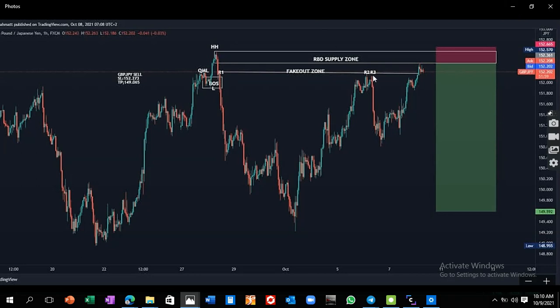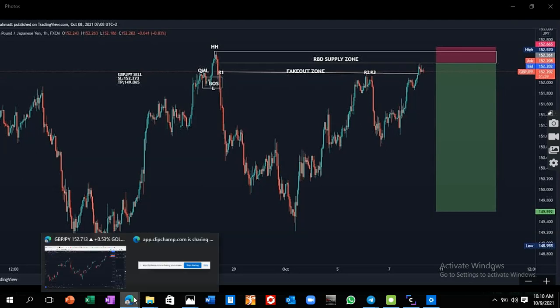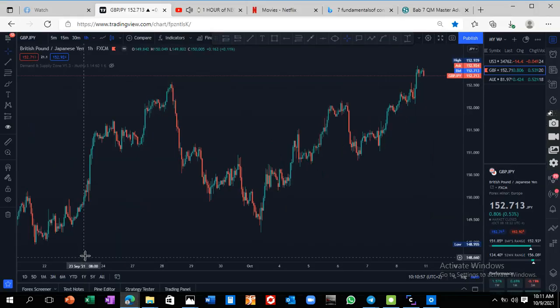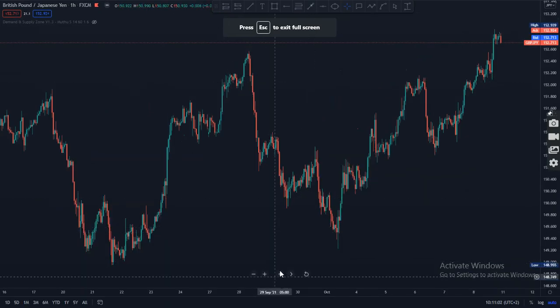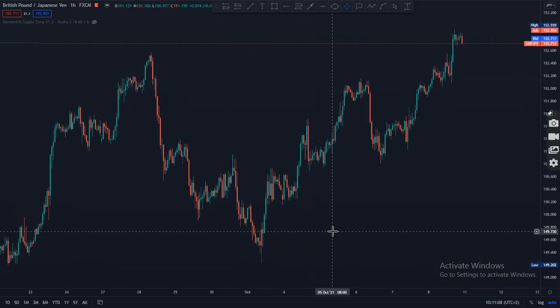So now let's look at the chart and what happened, so that we know how to do it better next time. This is GBP. Let me do the analysis so that all of us can learn from this and know how to do it better next time.